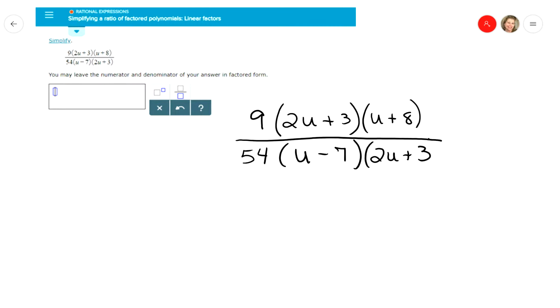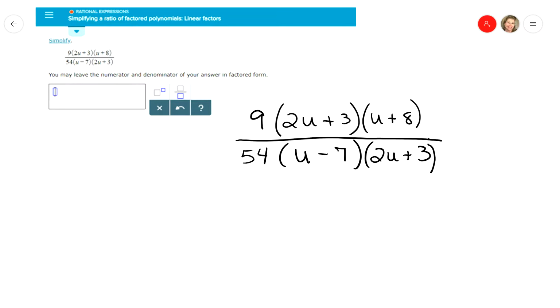This is simplifying a ratio of factored polynomials, linear factors. All right, this particular problem has already been given to you in factored form. So all you have to do is reduce the fraction.